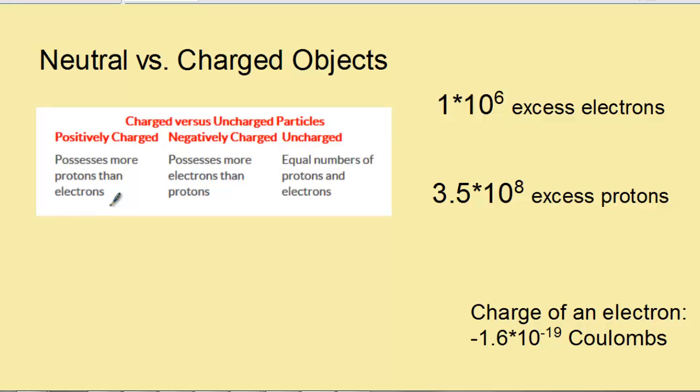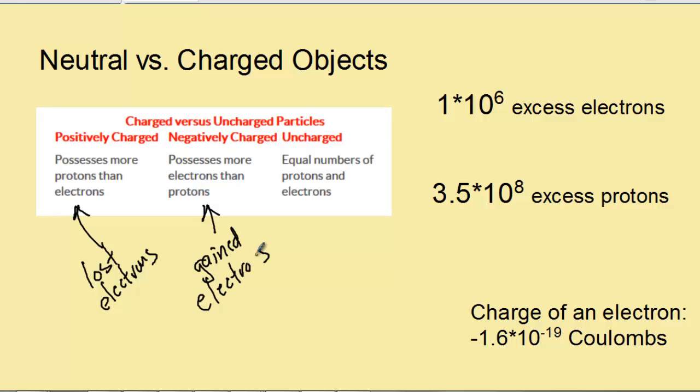So when we say that something possesses more protons than electrons, what we mean is this particular object has lost electrons. That's how it becomes positively charged, by losing electrons. So if an item is negatively charged, it possesses more electrons than protons because it has gained electrons. It's always the electrons that move around, all right? And if we have equal numbers of protons and electrons, that's self-explanatory.